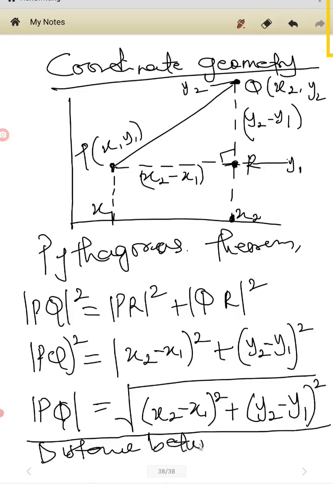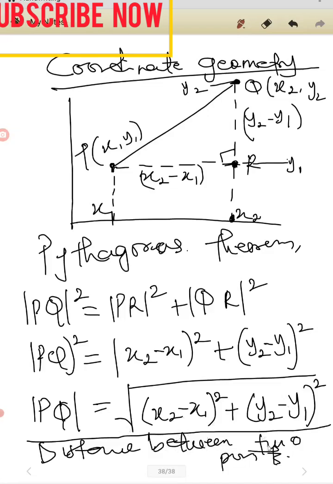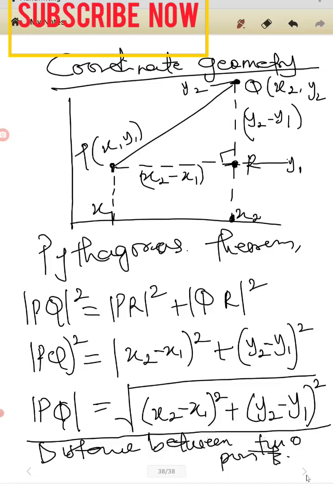This, what we just wrote, is what we call the distance between 2 points. So this is the formula for distance between 2 points. This is how it is being proved. Let's have a very short example of this. Maybe let's have example 1.